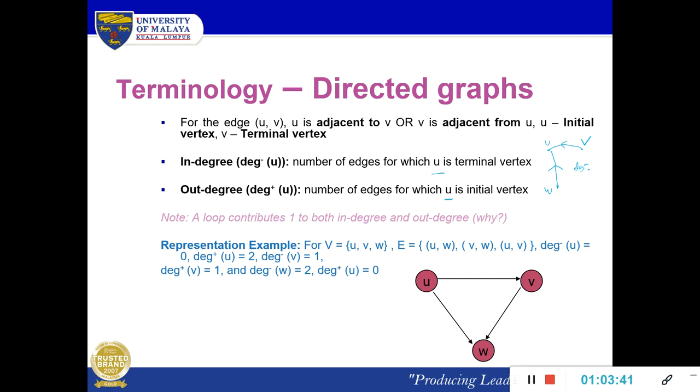Degree minus of U is 2. The out degree is the number of edges for which U is an initial vertex. We call it out degree, plus of U, where U is the initial vertex, is 1. Okay, let's see this example. A loop contributes 1 to both in degree and out degree, because it is both ingoing and outgoing.